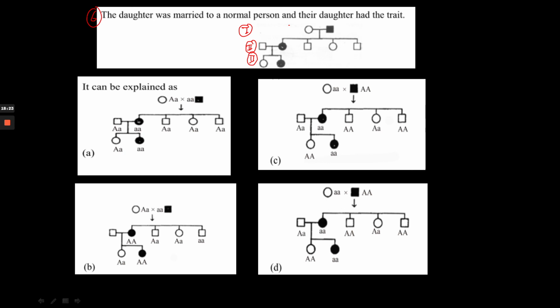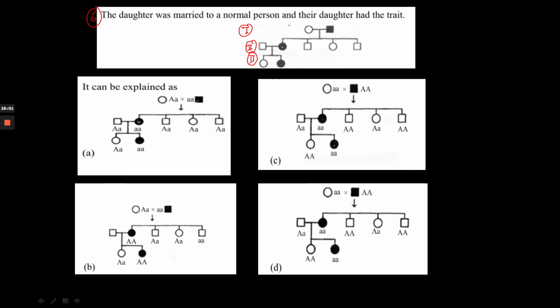Okay, then it can be explained as follows. There are four options given, and in all the options there are genotypes given for this pedigree. We need to conclude, or select, the correct one. So let us start with option A. Option A is saying that the unaffected mother is showing a heterozygous condition, a heterozygous genotype, and the affected male is having the homozygous recessive alleles.